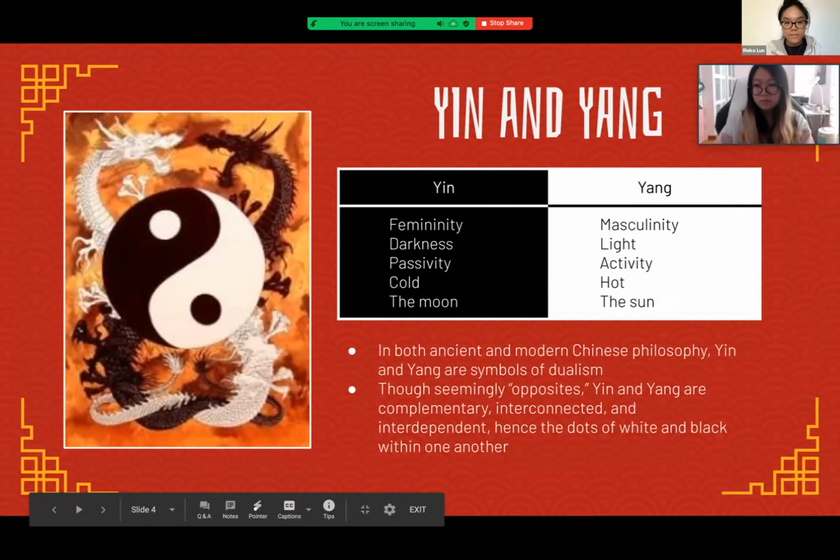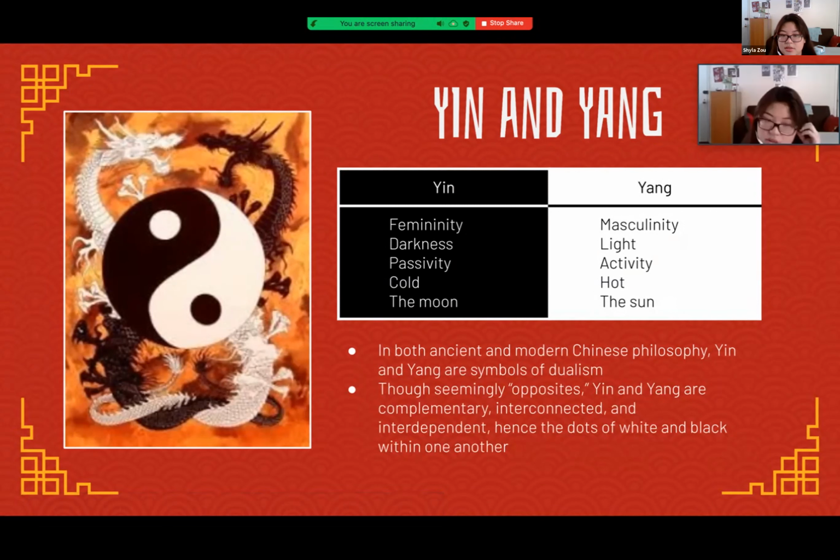Okay, so the video talks about yin and yang, which is an ancient Chinese philosophy on the concept of dualism. It describes how seemingly contrasting forces are actually interconnected in the natural world. Although seemingly opposite, yin and yang are complementary and interdependent, as shown by the black dot on the white surface and the white dot on the black surface.